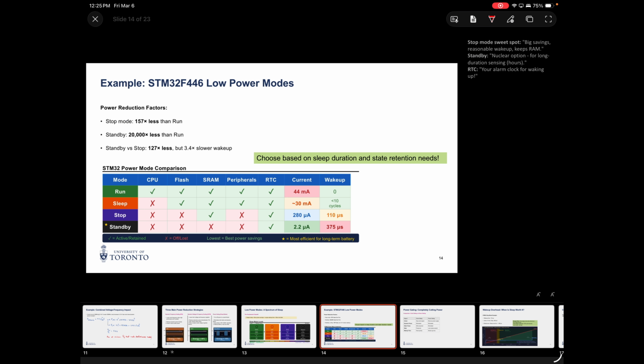For example, in the STM32 that we have, the stop mode has 157 times less power consumption than the running. Standby is 2000 times less, and then you can see the different ratios that you would get between standby and stop. When you're running, with the CPU, flash, SRAM, peripherals, and RTC all running, the current that you would need is 44 milliamps, and the wake-up is 0. Everything is running, nothing is going to sleep.